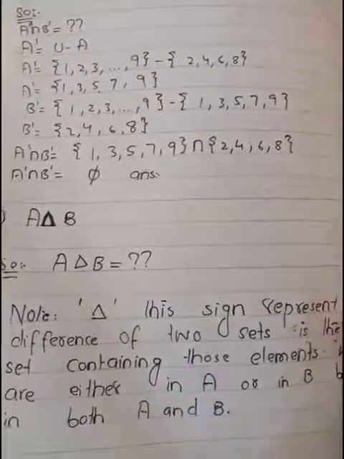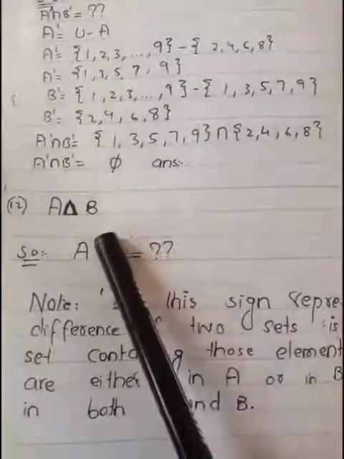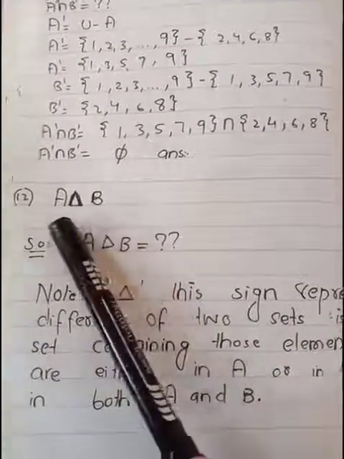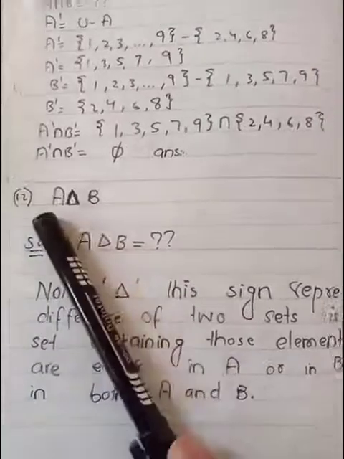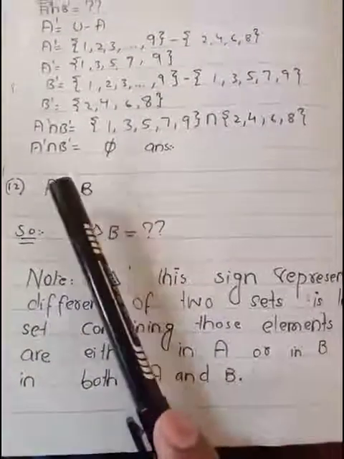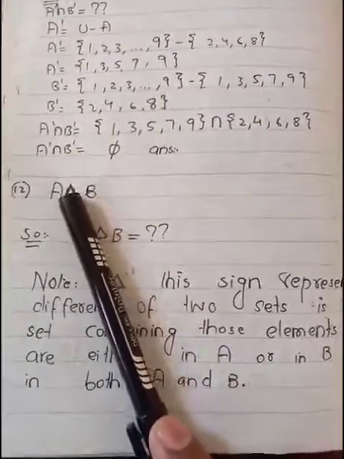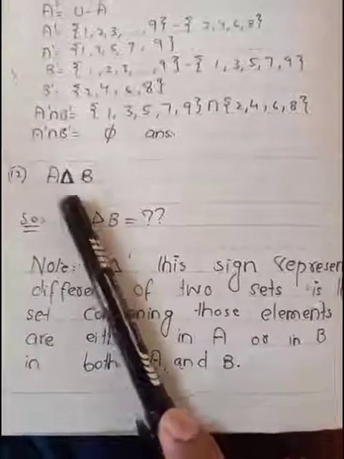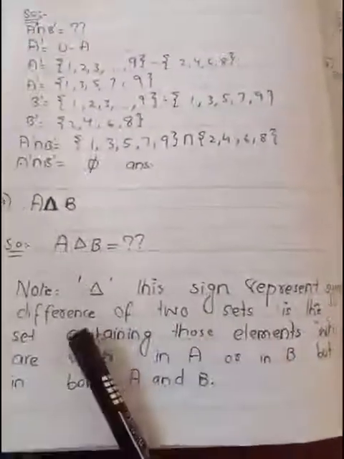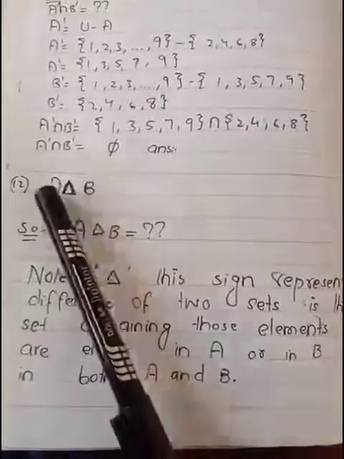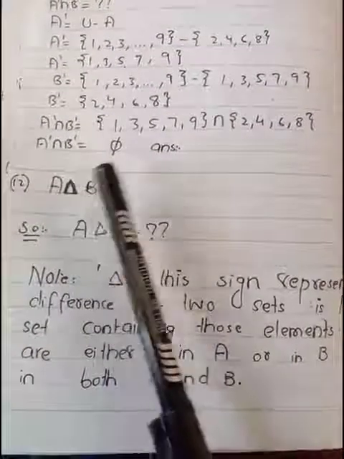For today's class, we are going to solve question number 12, 13, 14 and 15. See here, A difference B. This sign is a delta. It shows symmetric difference. This sign shows the difference of both sets A and B.